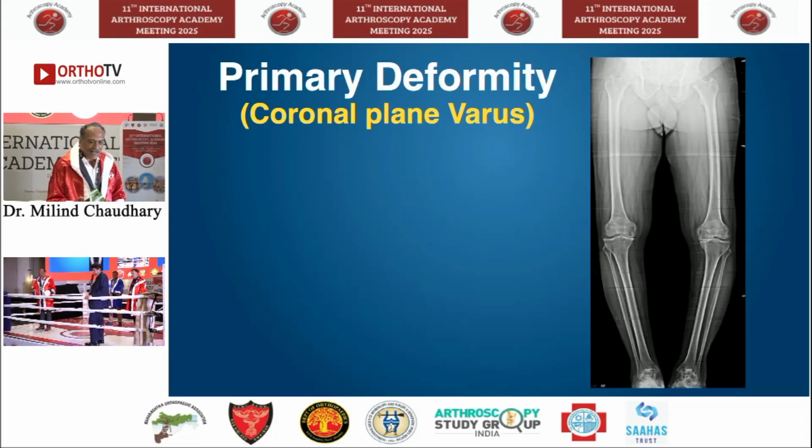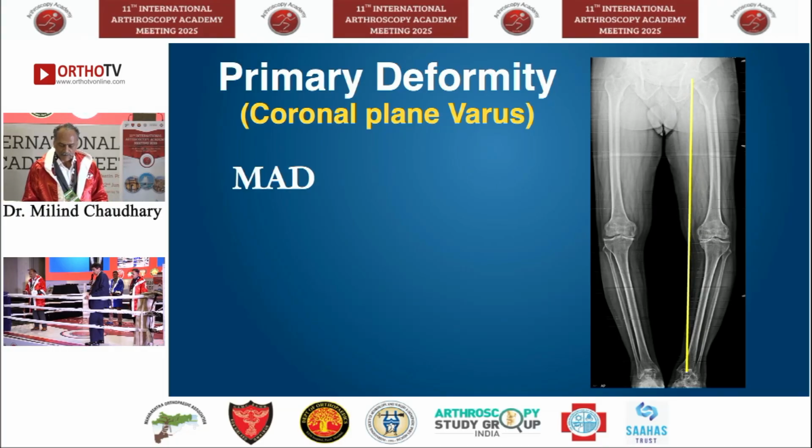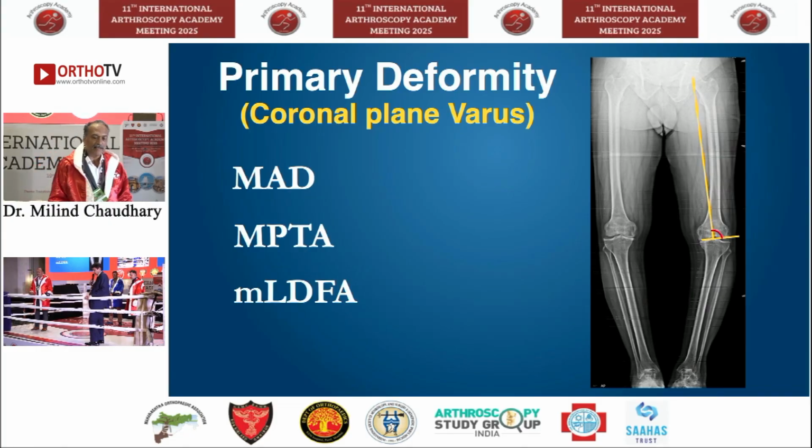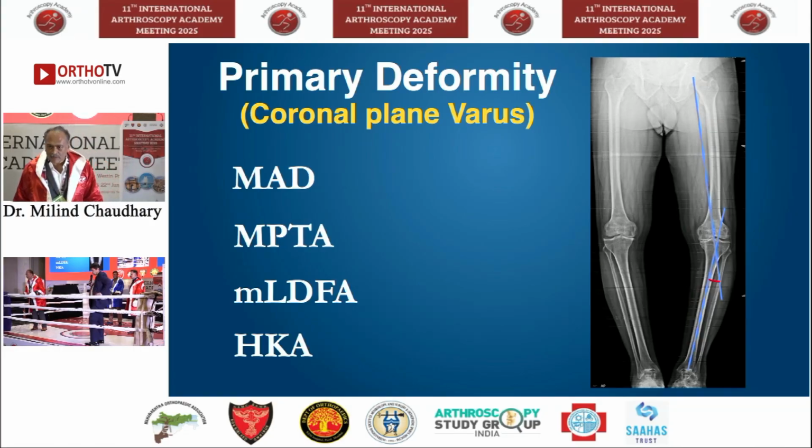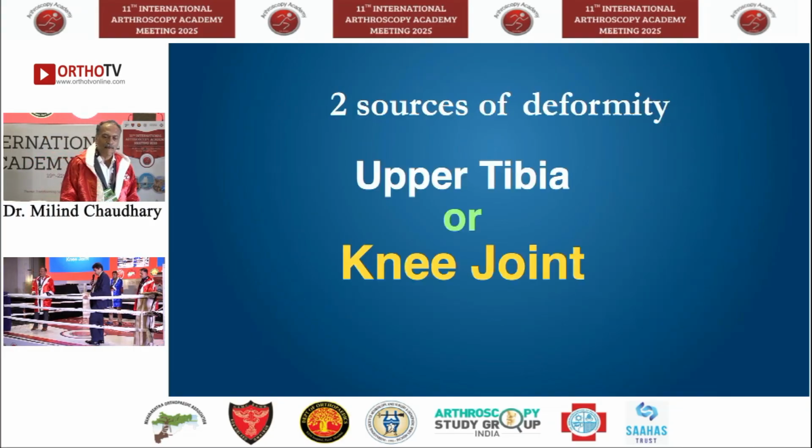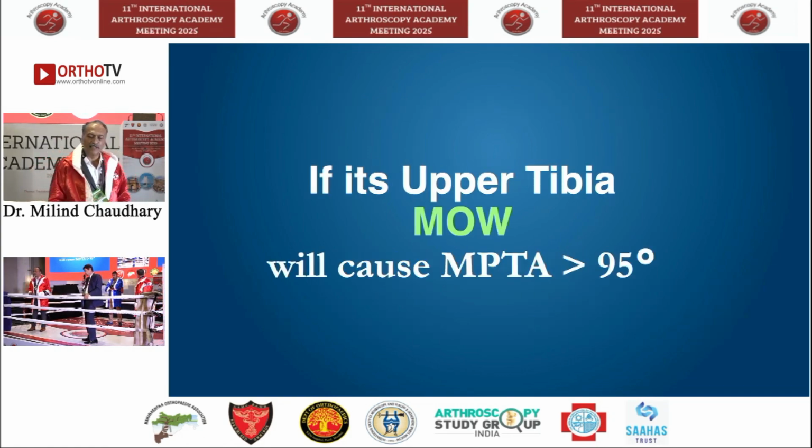So when we categorize, the primary deformity we all know is the coronal plane varus, which we measure by MAD, the mechanical axis deviation, the MLDFA, the MPTA, the hip-knee ankle angle, and the HKA. But given the fact that the MLDFA is normal in this scenario in a 65-year-old man, that means there is no deformity in the femur. There can be only two sources of deformity, either in the upper tibia or the knee joint.